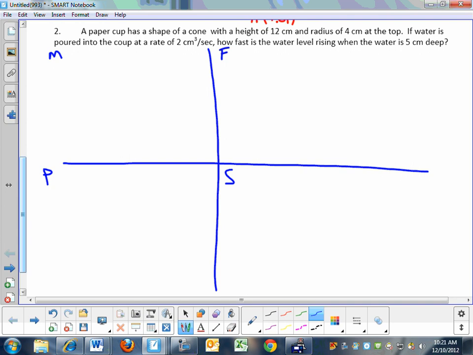I have a cone. It's a paper cup. It says a paper cup, so it's a cup, so it's got to hold water. It has the shape of a cone with a height of 12, radius of 4 at the top. If water is poured into the cup at a rate of 2 cubic centimeters per second, how fast is the water level rising when the water is 5 centimeters deep?